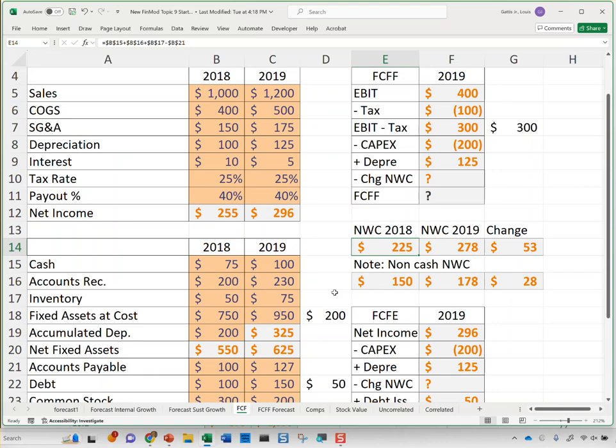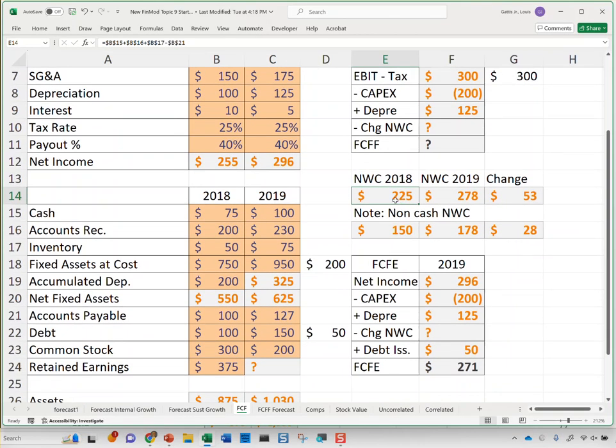You can see I have a calculation here. 2018 net working capital is, in this case, including cash. So this is the net working capital including cash, and that's cash plus receivables plus inventory minus payables, but it doesn't include debt. And then I do the same calculation in 2019. So the change is the net working capital, including cash, increased by 53. If I do non-cash net working capital, I just exclude the cash line item, and it's 28.